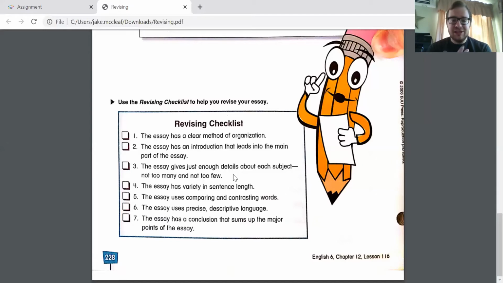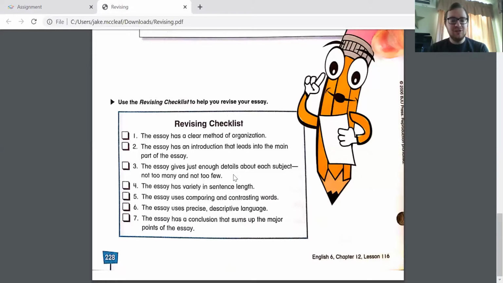Number 3, the essay gives just enough details about each subject, not too many, not too few. Details, details, details. Don't drown me in details, but don't give me too few. You're better off to give more than you are less. Some of you don't give enough detail, and in something like this, that's a problem. You need to give me your facts, give me your research. Tell me, if you're talking about Lincoln Logs and Legos, tell me about them. What did you learn? Compare, contrast them.